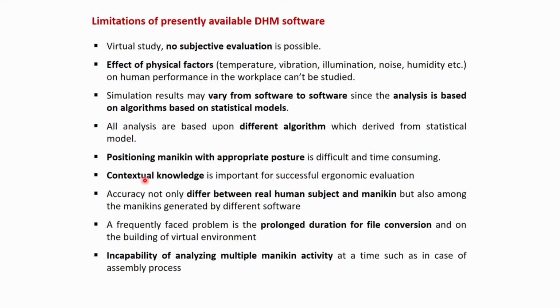Another important aspect is that contextual knowledge is important for successful ergonomic evaluation, and many a times it is found that there is a lack of contextual knowledge, and due to that the overall evaluation suffers. Accuracy of analysis not only differs between real human subject and digital mannequin, but also among mannequins generated by different software. There is some difference in accuracy when analyzing a real human subject versus a mannequin, and the analysis of one digital modeling software also differs from the analysis done by another software.